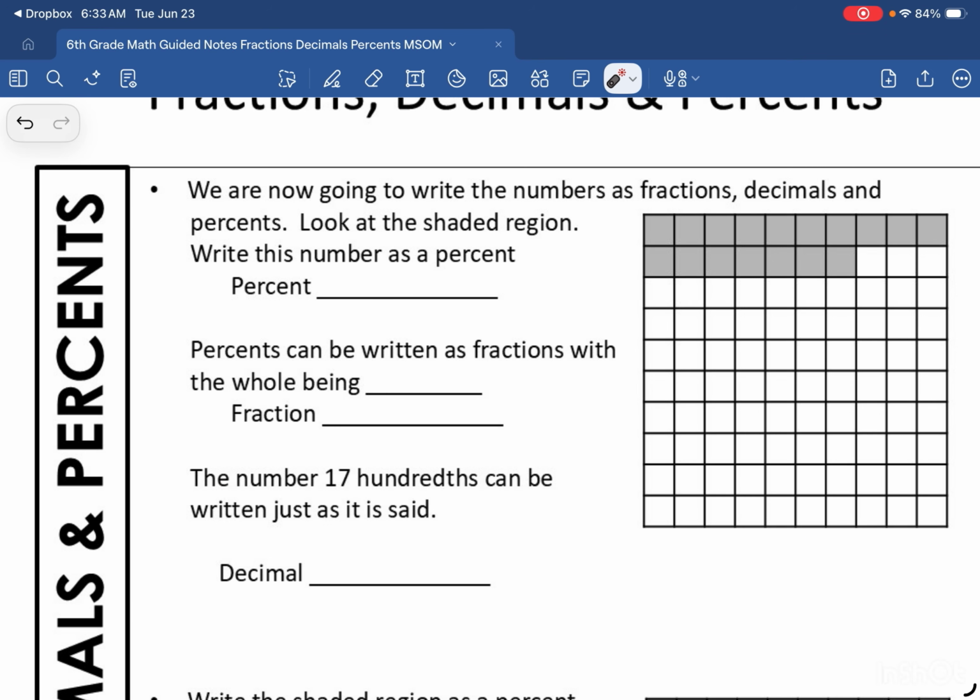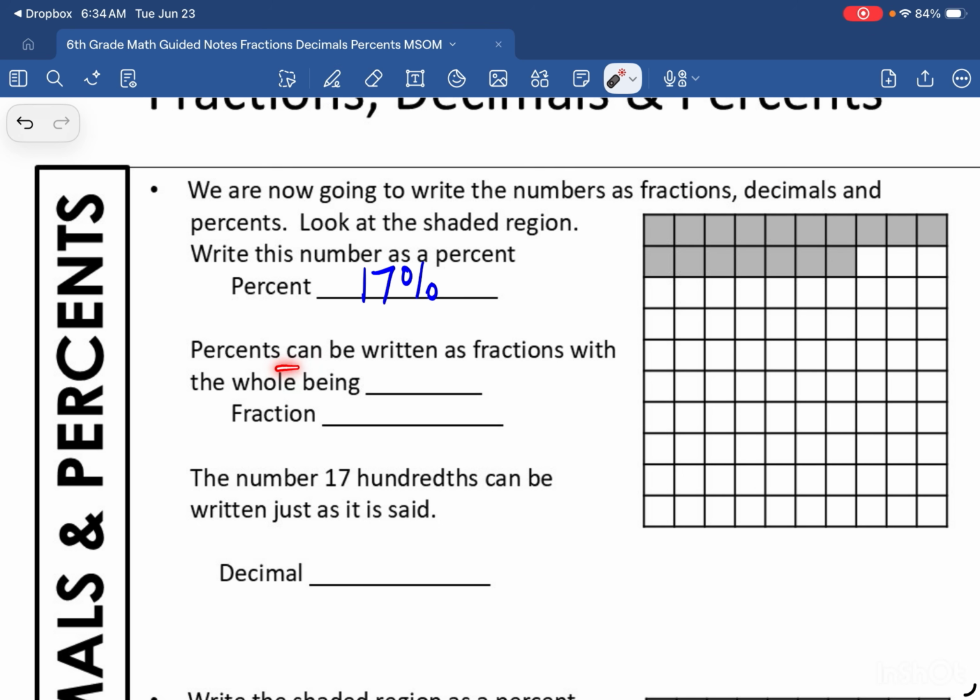We are now going to write the numbers as fractions, decimals, and percents. Look at the shaded region. Write this number as a percent. So I have 100 sections, each section's 1, and it looks like 17 sections are shaded. So that would be 17%.